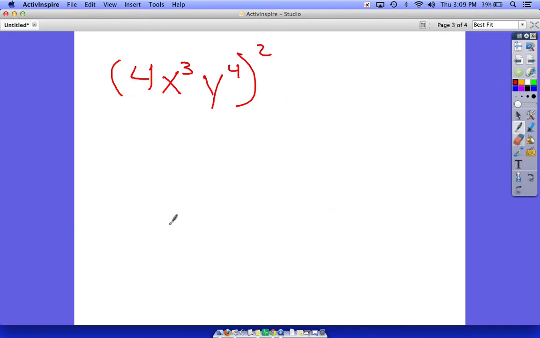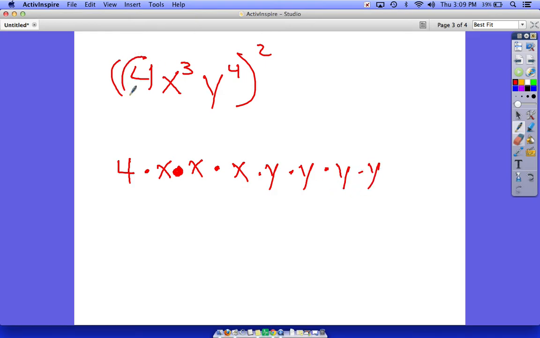Alright, so here's the next problem. I've got (4x^3y^4)^2. So let's write this out as much as I can here. 4, I don't have any power here, so it's just 4, times x to the third power, so that'd be x times x times x, and then I have times y to the fourth power, times y, times y, times y, times y. So this right here is all of this just expanded out.